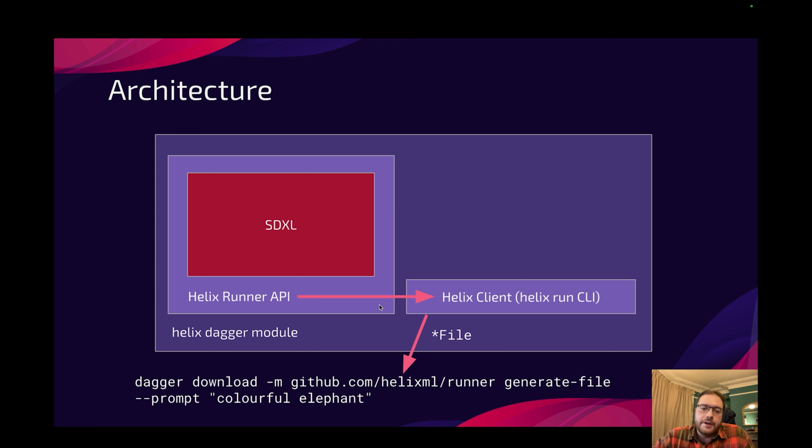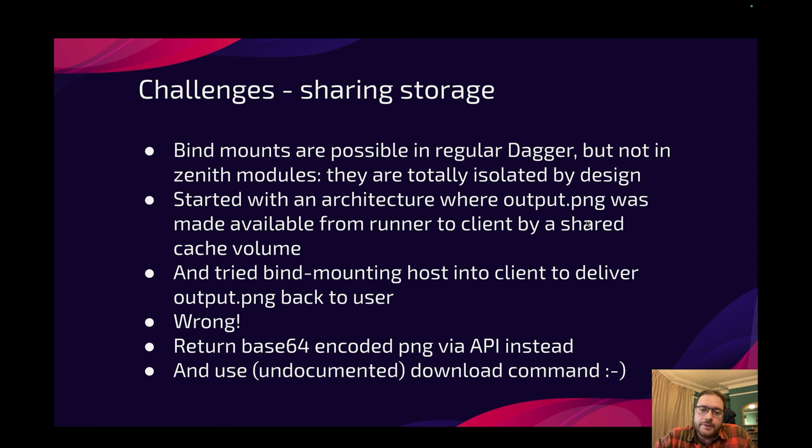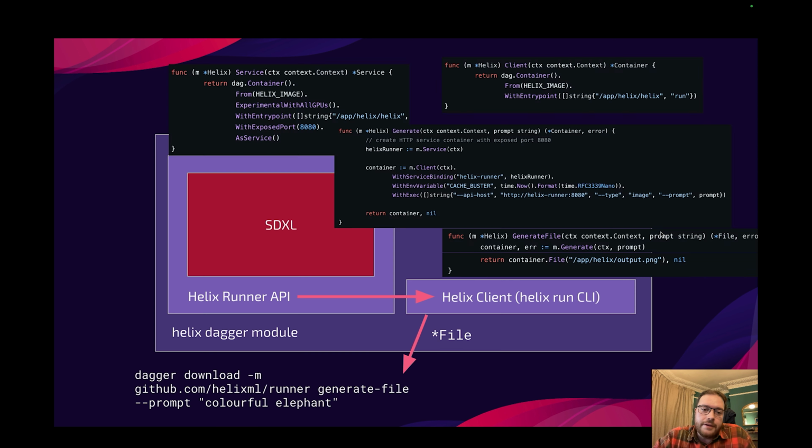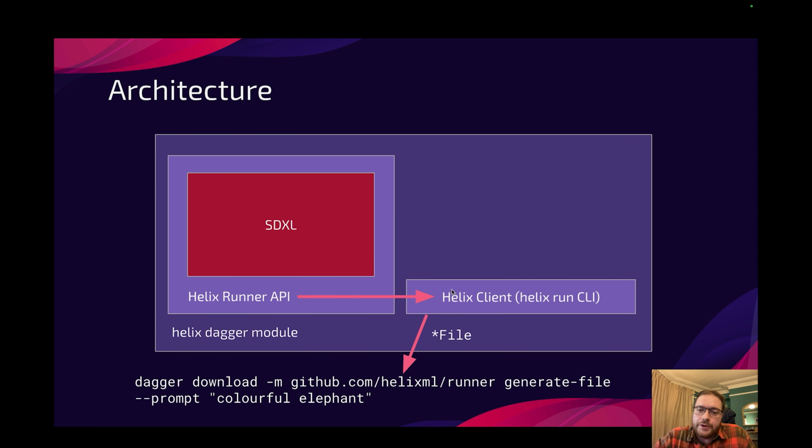But that was one hurdle I had with sharing storage, and then the other hurdle was, okay, now I've got the file in the client. How do I get it back to the user? That was before I discovered this download command. I was previously just running Dagger call and hoping to be able to bind mount a folder on the host back to the user. But that didn't work in Zenith.